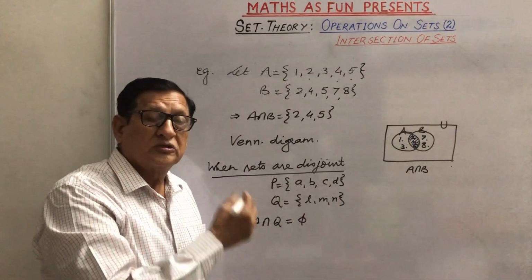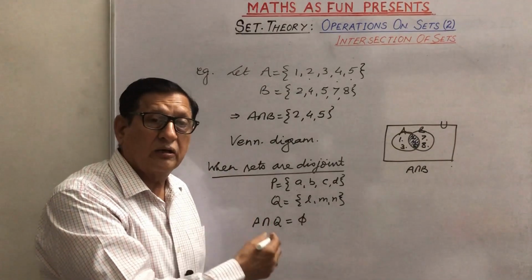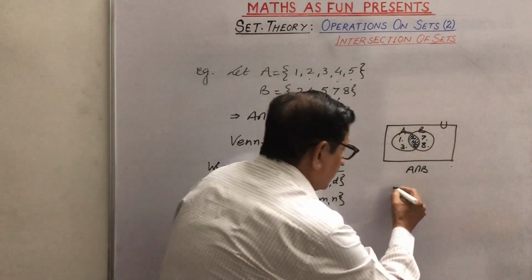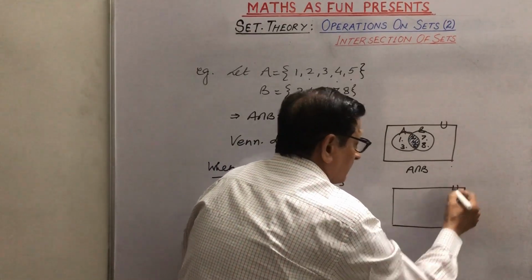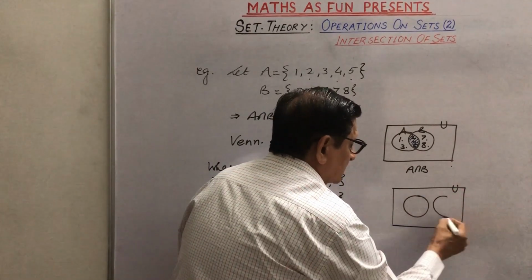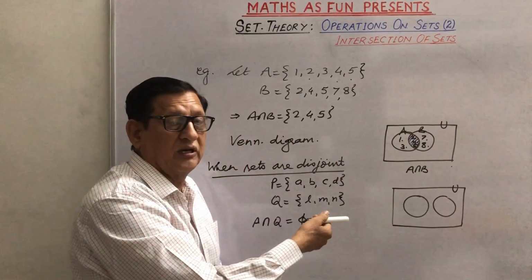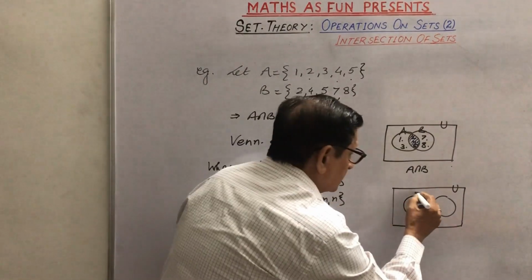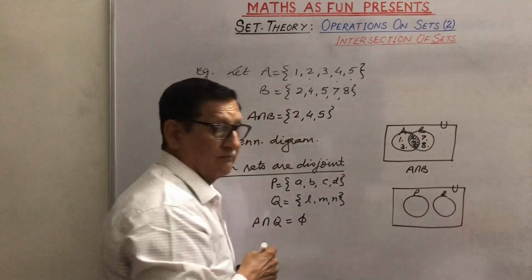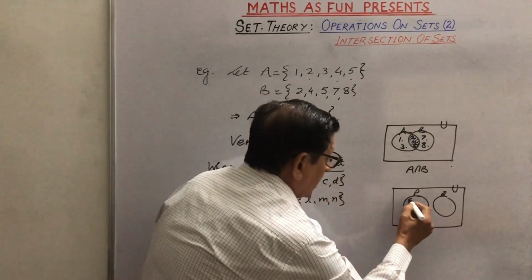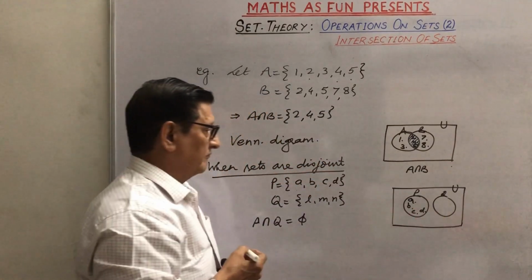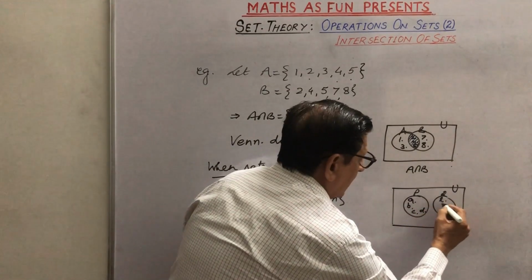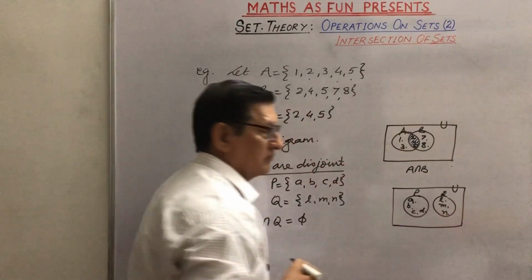When we want to draw the Venn diagram of it, what will be there? This is U, the universal set. P and Q, the subsets, because they do not have any common element, they will be away from each other. This is set P and this is Q. P has the elements A, B, C and D. Q has the elements L, M, N.